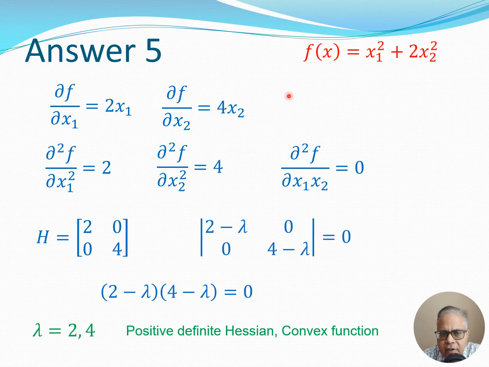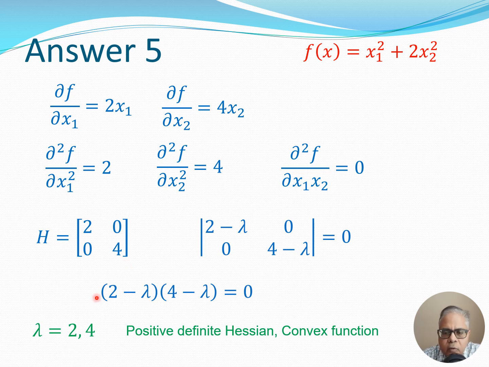So that's what we are going to do. We take f of x and the partial derivatives with respect to x1 and x2. I get 2x1 and 4x2. We then take the second partial derivatives to get the Hessian matrix. Once I do that, I get the H matrix to be 2, 0, 0, 4. The eigenvalues of this matrix come out to be 2 and 4.